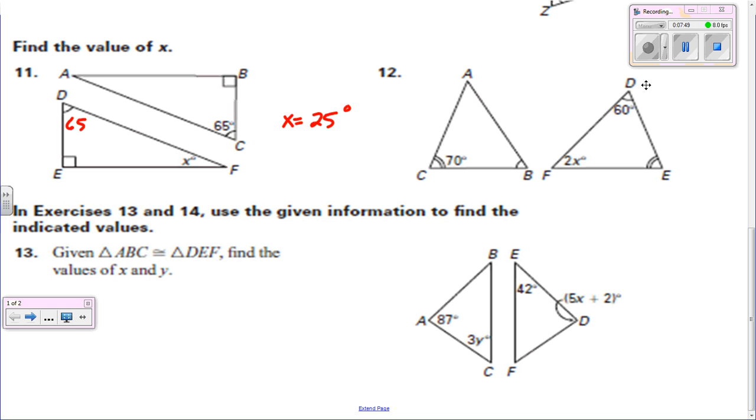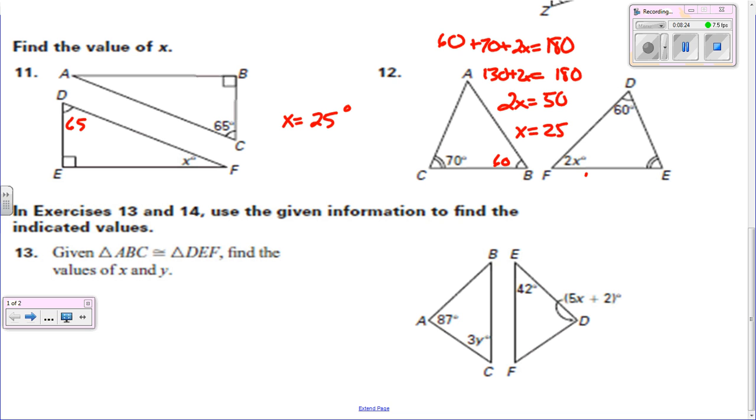Number 12. Angle D is congruent to angle B. Angle D is 60. So that gives you 60 plus 70 plus angle F then has to be congruent to angle A because C is congruent to E. So plus 2x equals 180. 60 plus 70 is 130. Subtract the 130 over, you get 2x equals 50. Divide by 2, x equals 25.